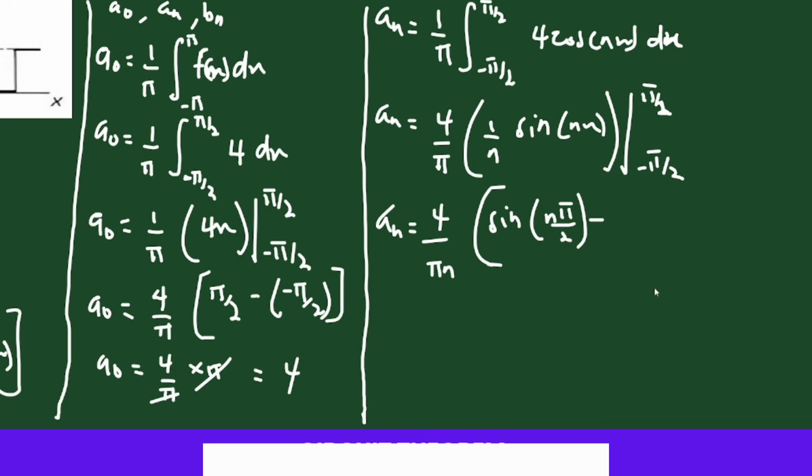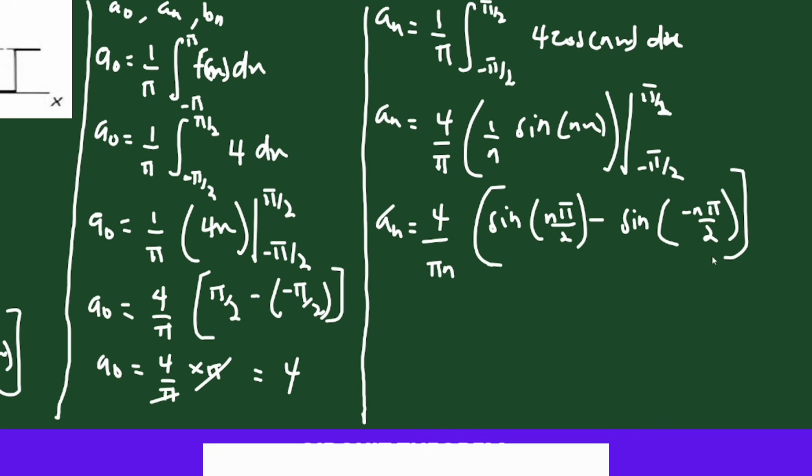N pi all over 2 minus, we have sine, when x is equal to negative pi on 2, we have minus sine of what? Negative n pi over 2.